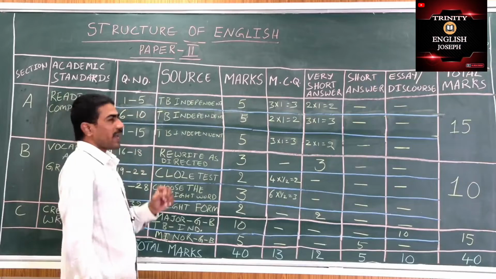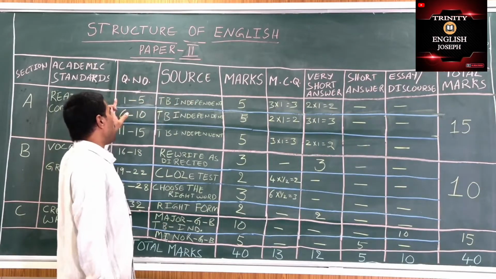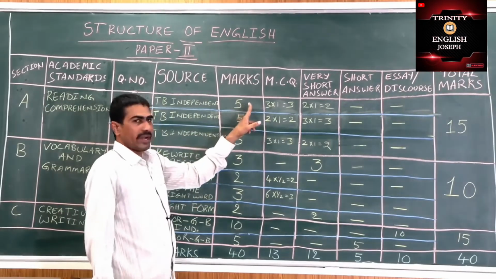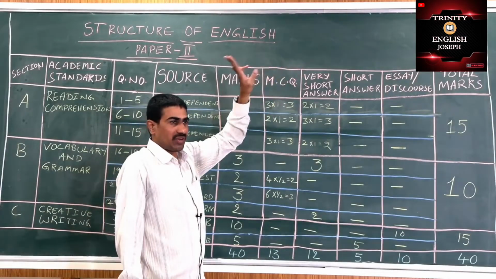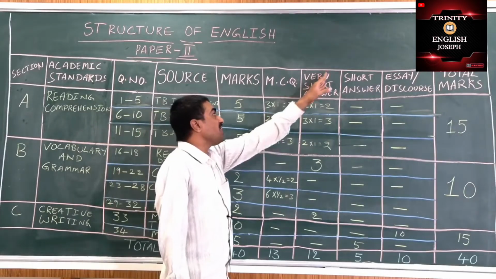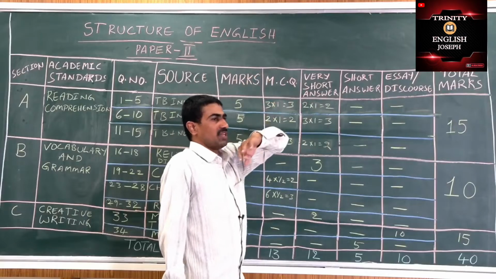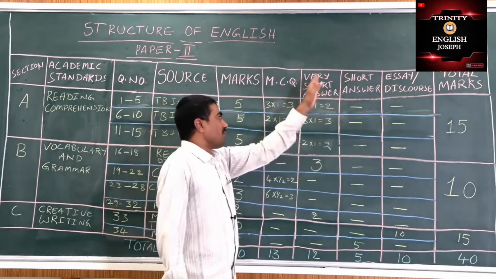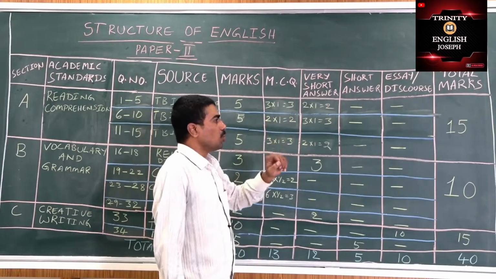If you look at this first passage, it is textbook independent, questions 1 to 5, and the marks allotted are 5. Here we have multiple choice questions, 3 into 1 is equal to 3 marks, and very short answer questions, 2. As in the previous paper 1 you had short answers, here we don't have any short answer questions. We have everything as very short answer questions, 2 into 1 is equal to 2 marks.